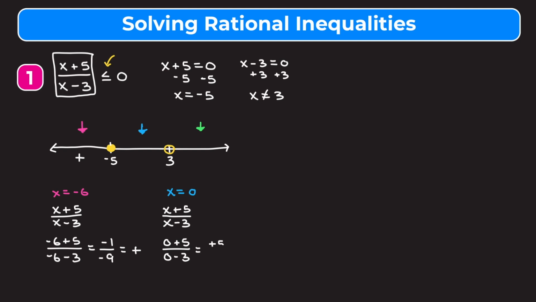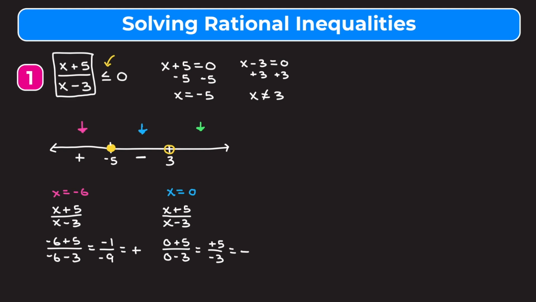And we're going to get a positive 5 over a negative 3. A positive over a negative is negative, so I'm going to put a negative. So I know that in this middle part of our number line, our expression of (x + 5)/(x - 3) is always going to be negative. And now we need to test something in this right interval.